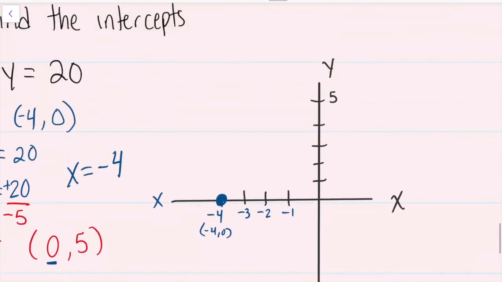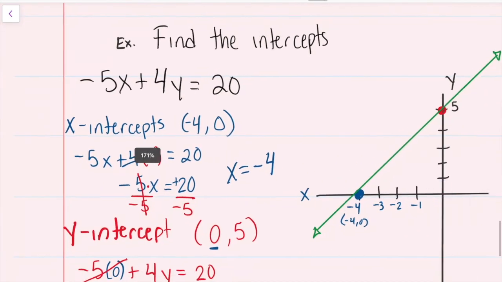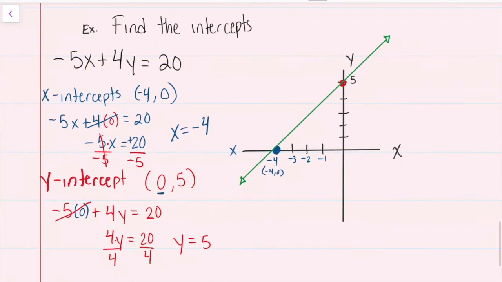If we go back to the graph, look, when my x is 0, my y is 5. There's our second point. And our graph is going to look something like this. It's going to touch both lines. And there you have it. This is our line that connects the intercepts. And that's how you find intercepts in an equation.